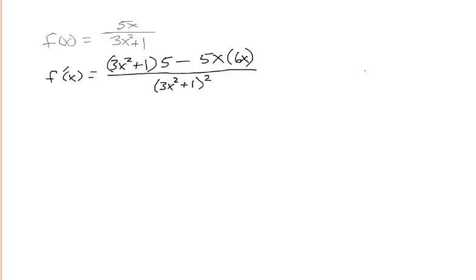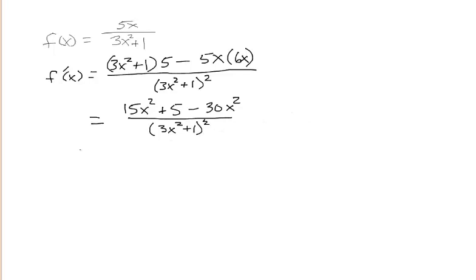Now if we were to leave it in this form and take the second derivative, we would have a couple different places where we'd have to use more rules. So what I like to do is to go ahead and simplify the numerator to make the second derivative easier. So what I'm going to do is multiply the 5 through both of these terms, giving me 15x squared plus 5, minus, now I have 5x times 6x giving me 30x squared, all divided by 3x squared plus 1 squared.